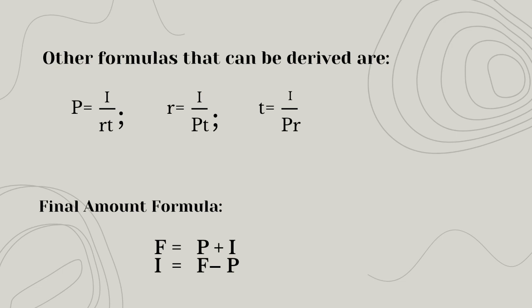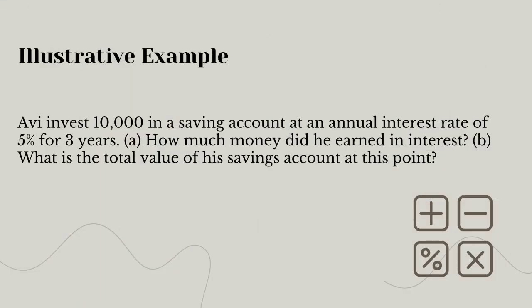And this is the final amount formula. F is equal to P plus I, and I is equal to F minus P. And to better understand this discussion, let's have an example. Avi invests 10,000 in a savings account at an annual interest rate of 5% for 3 years. A. How much money did he earn in interest? B. What is the total value of his savings account at this point?